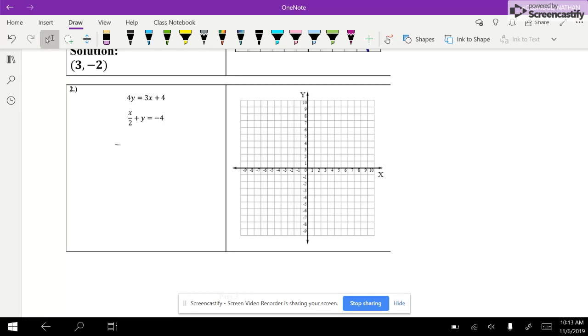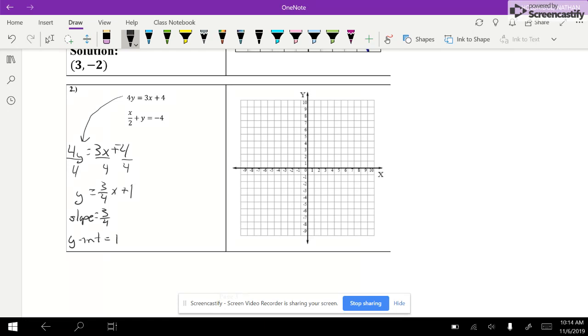Unfortunately, neither of these are in y equals mx plus b form, right? So I got to do that first. So I'm going to take this first one and I'm going to say, okay, 4y equals 3x plus 4. I got to get y alone. So I'm going to divide everything by 4. So I have 3/4 x plus 4 divided by 4 is 1. So my slope is 3/4 and my y-intercept is 1. Not too bad. Let's look at the next one.